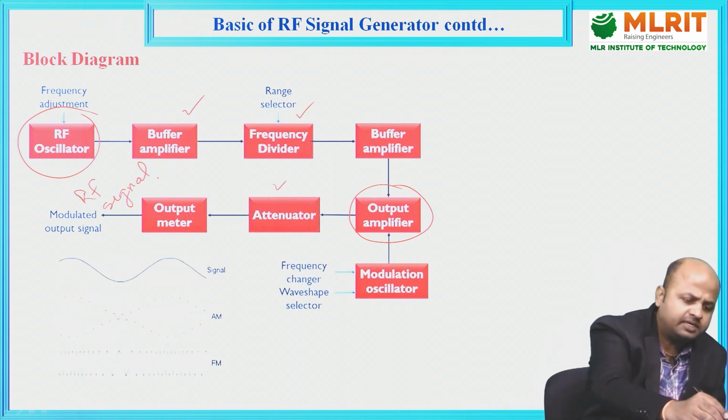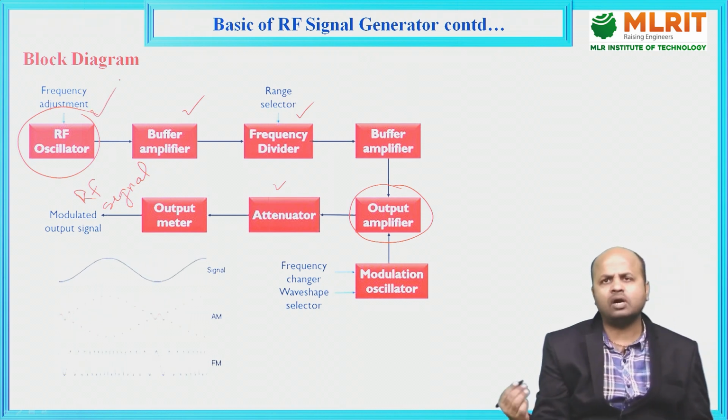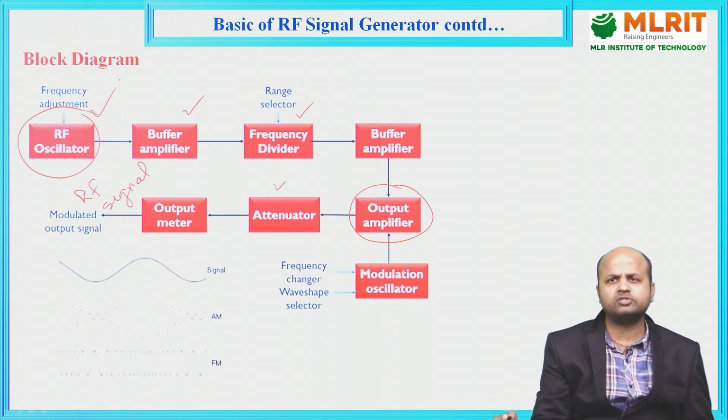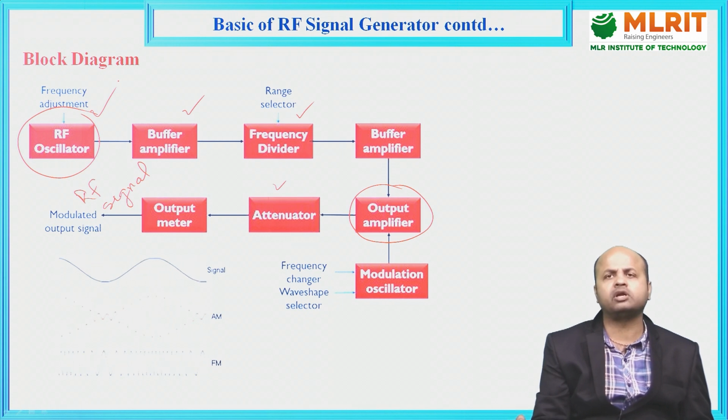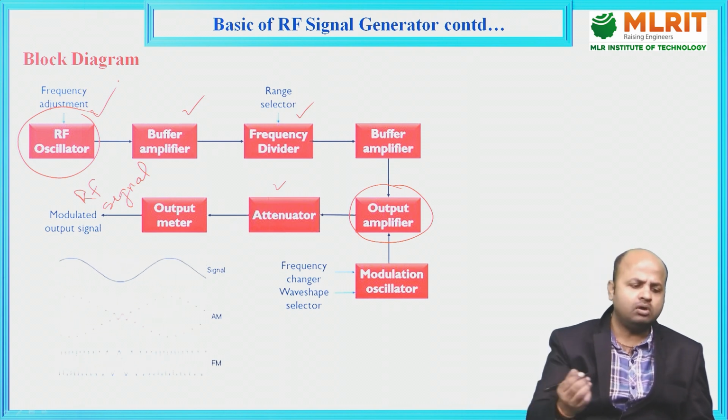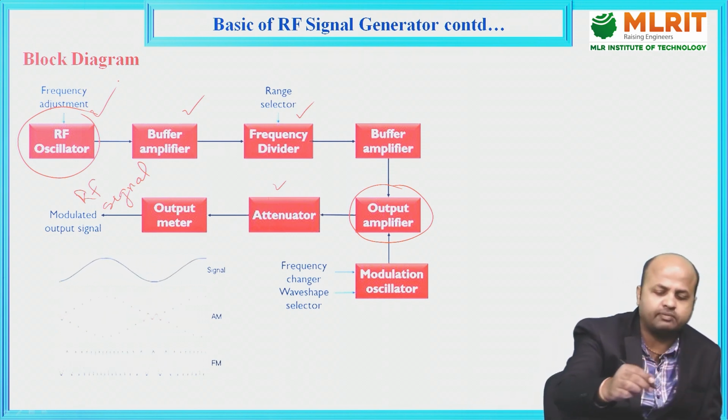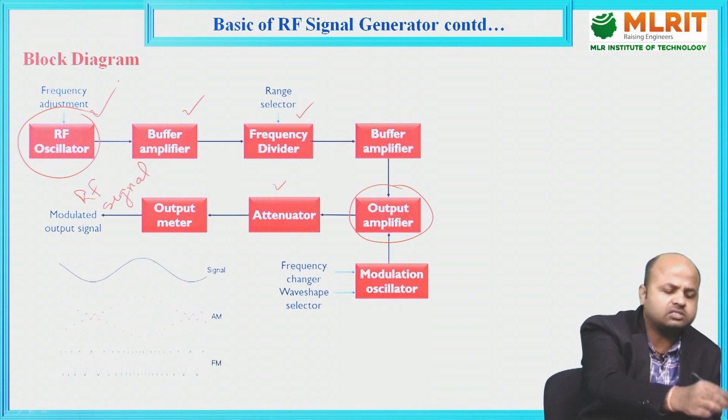First of all, take the RF oscillator. What is an RF oscillator? An RF oscillator is an electronic device which has the capability to generate signals in the radio frequency range, that is from 3 kHz to 300 GHz. Now we will see what the different types of RF oscillator are and how to construct the RF oscillator.